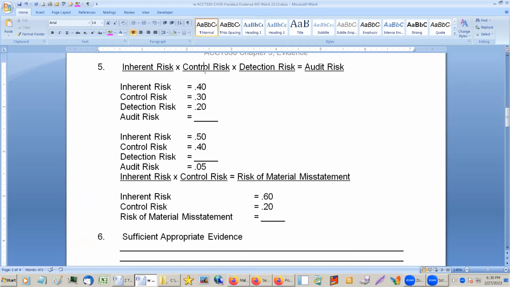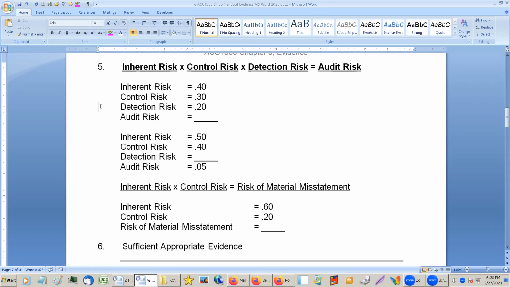There actually is a mathematical formula for audit risk. And you'll see this, it has shown up at least a few times on the CPA exam. Basically the inherent risk times the control risk times the detection risk equals the audit risk. All right, so let's see how this works.